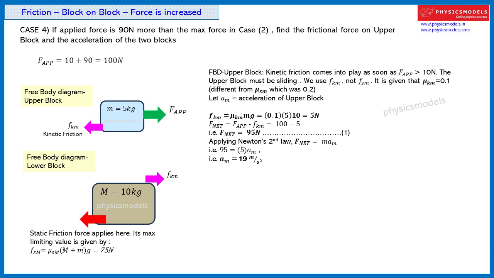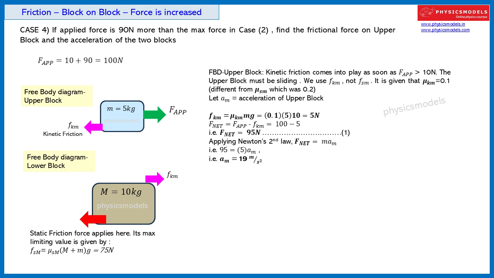The net force is the forward force minus the rearward force. Therefore, it's 95 newtons. Applying Newton's second law, the net force is equal to mass into acceleration. Here, the acceleration of the upper block only. And we get the acceleration of the upper block as 19 meters per second square. Is this the acceleration of the lower block as well?